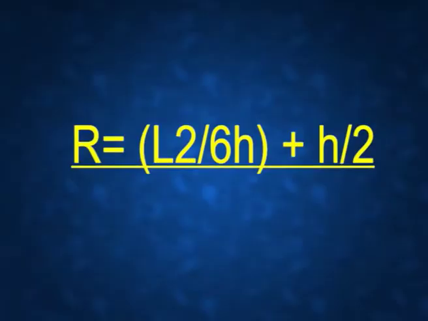The radius of curvature is found using the following formula, that is R is equal to L squared by 6h plus h by 2, where L is the mean distance between the legs of the spherometer and h is the height of the curved surface. If the glass fragments are large, then stereo microscope can be used.